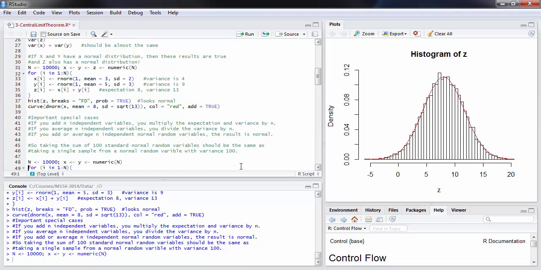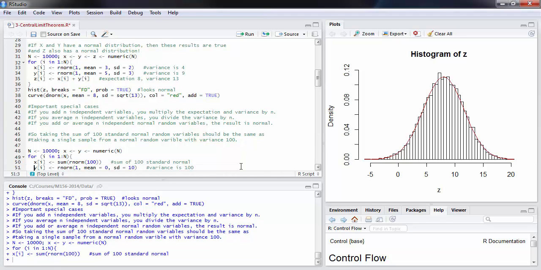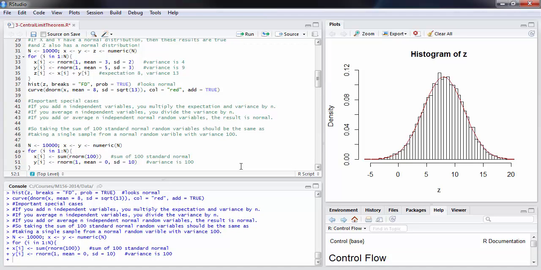Let's try it. In X, we will store the result of adding together 100 random variables, each with a standard normal distribution. In Y, we will store a single sample drawn from a normal distribution with a variance of 100, that is, with a standard deviation of 10.